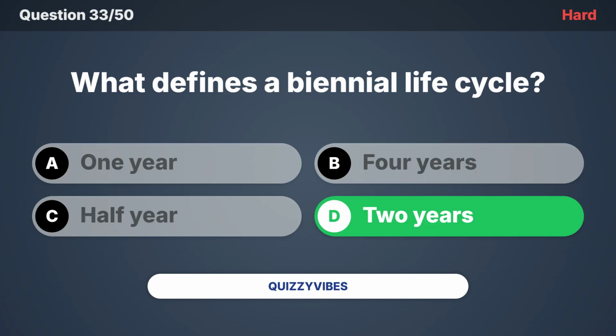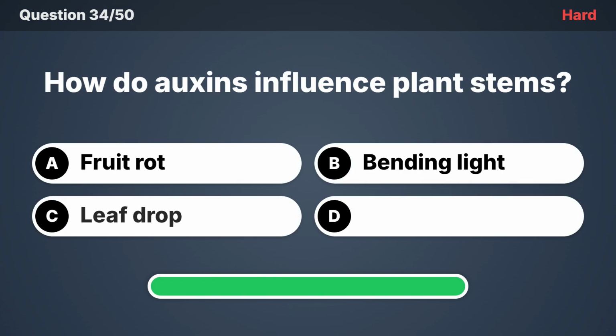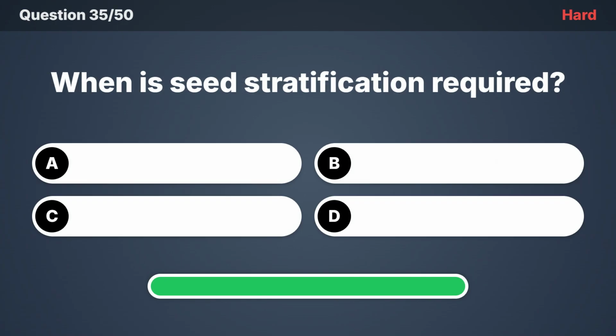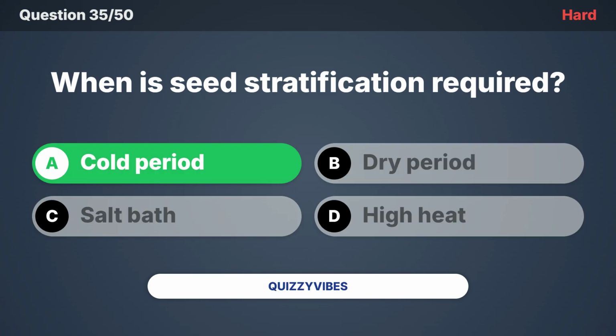And the answer is 2 years. How do auxins influence plant stems? Here is the answer, bending light. When is seed stratification required? And the answer is cold period.